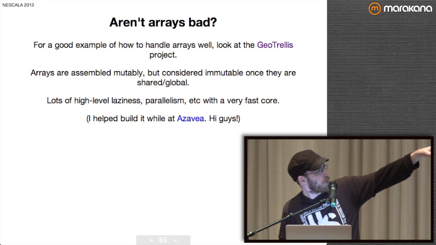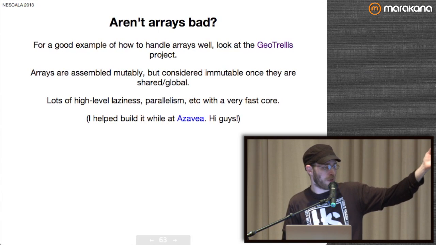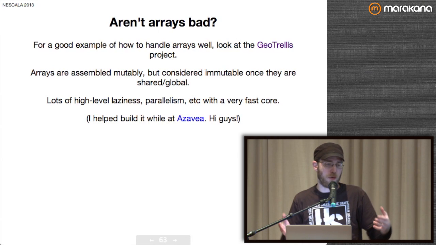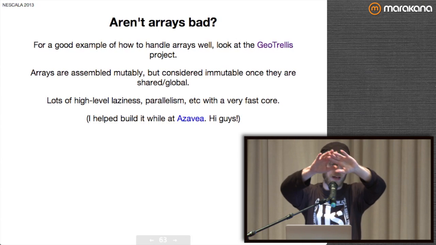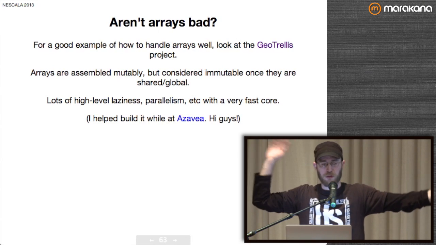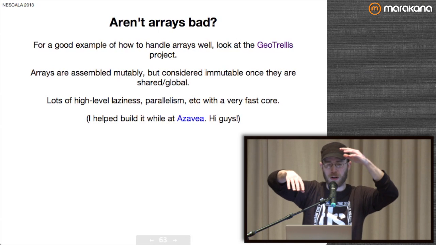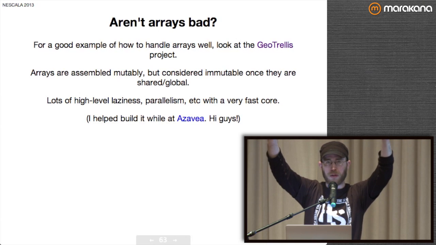For an example of how I think arrays should be done in Scala, I would point you to the GeoTrellis project, which is one of the things I've worked on. Basically, it's all about arrays. We have these giant grids of numbers. We need to smash them together, and we tile them and do them in a distributed way, and then resampling and all sorts of different junk. But at a high level, it's all purely functional. It's all referentially transparent at a high level.